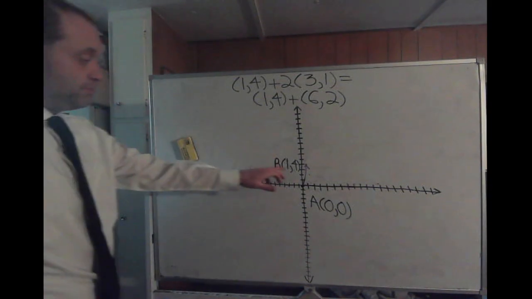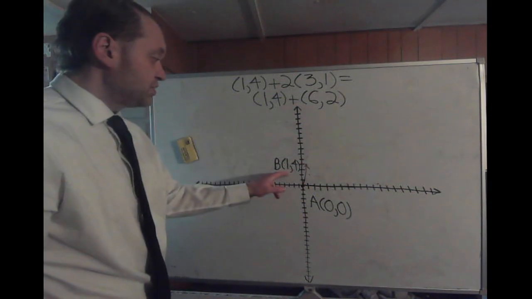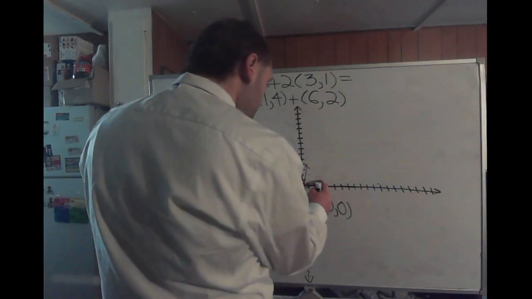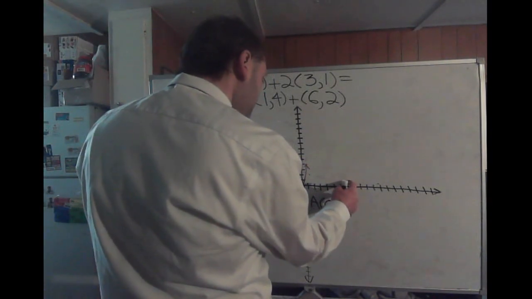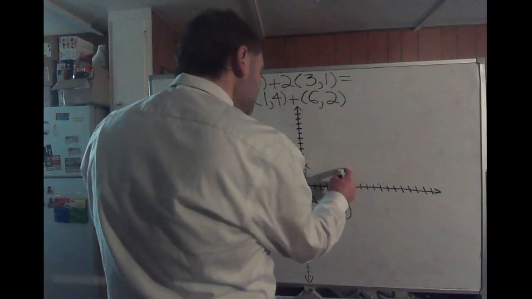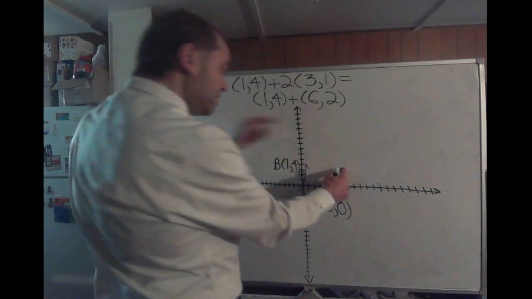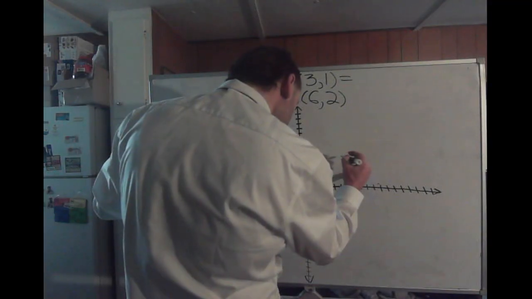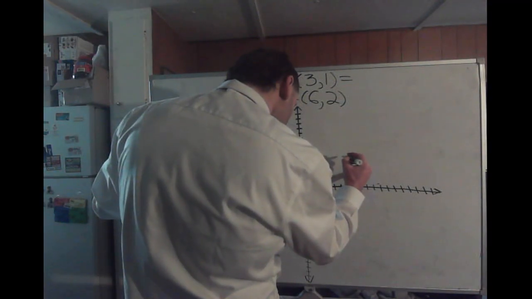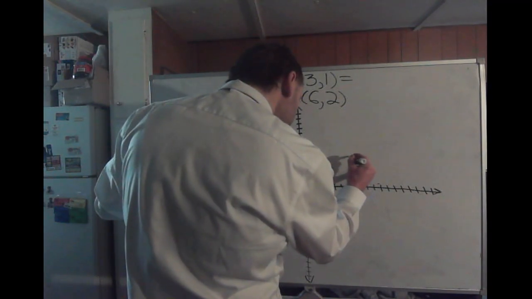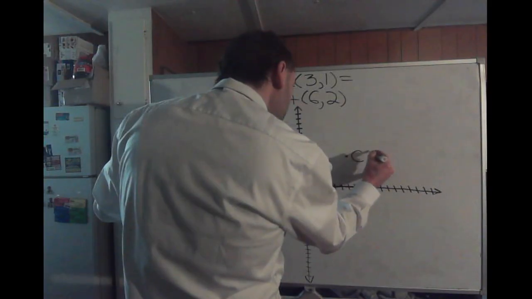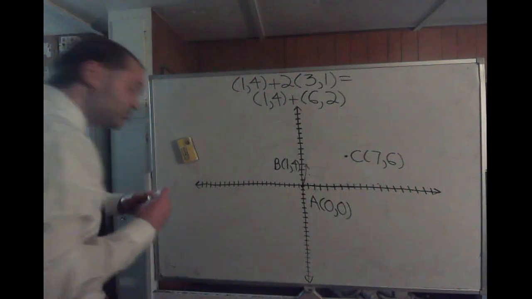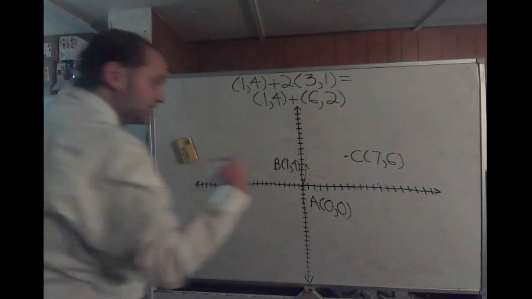Now, from point B to get to point C, I'm going to go to the right 6 units. So 1 plus 6 would put me at an x-coordinate of 7. So that put me at 7, 4 to start. And then if I go up another 2, that's going to actually put me at 7, 6, which would be right here for 7, 6. So that would give me a C-coordinate of 7, 6. So now I'll draw my vector from B to C.